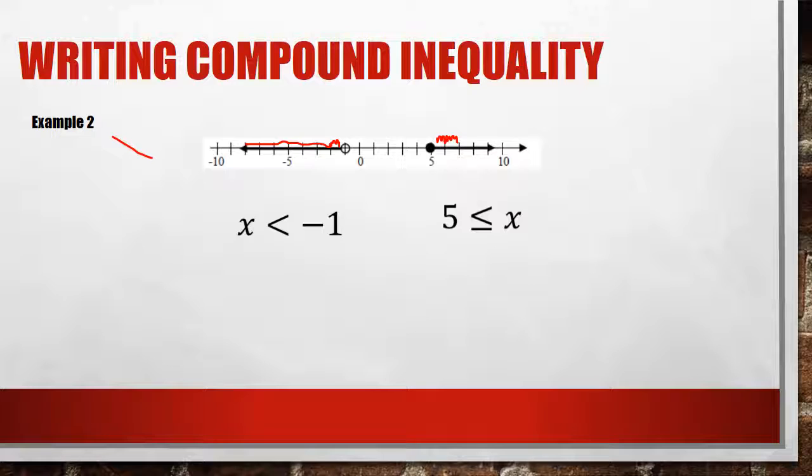I know that the solutions for this compound inequality have to be either less than -1 or greater than or equal to 5. So to write this compound inequality, I'm going to have x in the middle, and I'm going to identify that this value in this compound inequality has to be greater than or equal to 5 if you read it from right to left, and it has to be less than -1 if you read it from left to right.